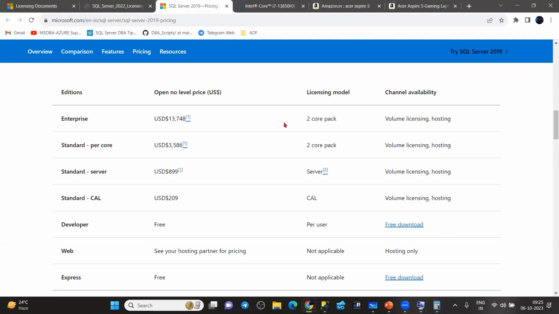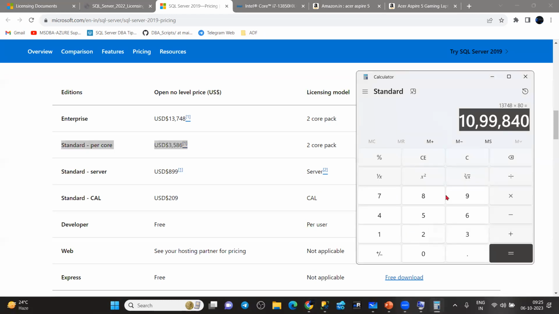So, for example, if you go for standard edition, a little bit cheaper, sir, like 3,586 into 80. Microsoft is charging only 2,86,880 rupees as per the Indian standards for two cores for standard edition. Now tell me which edition you will use, standard or enterprise?